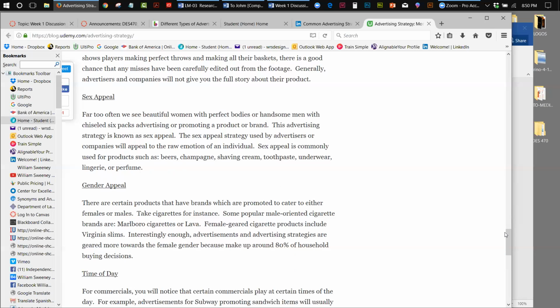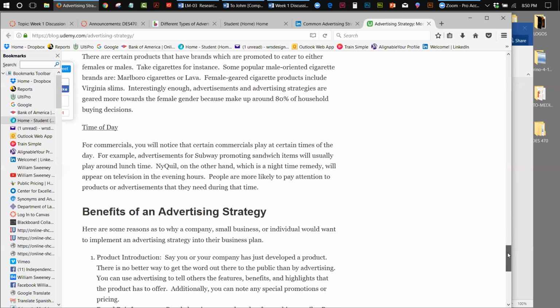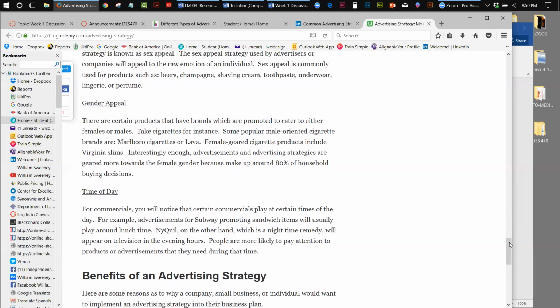So really what you're doing is spinning your own little web of ideas, and you're taking these little elements and bringing them into play to create your idea. So let's see what else they got here. They got gender. You got benefits. All right, we're almost down to the end here.